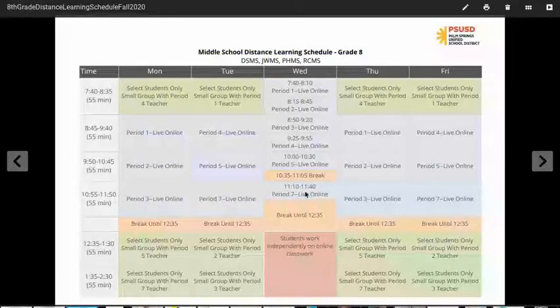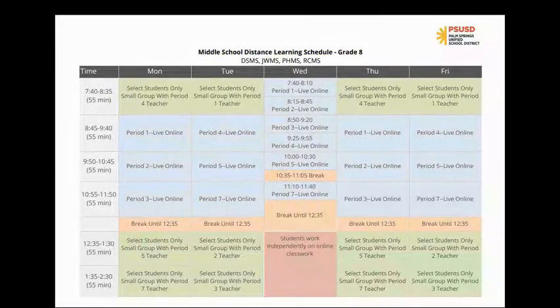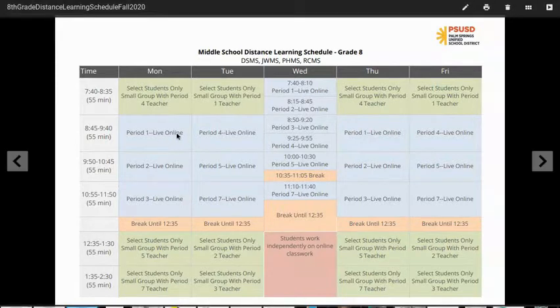Okay, so 8th graders, this is a breakdown of your schedule for distance learning. There are some differences from last spring. The first one is that the emphasis is on the live online school day. If you look at the chart here, all the live calls are highlighted in blue.